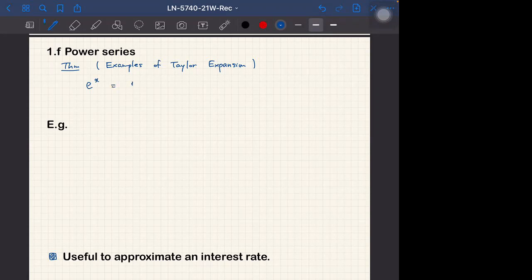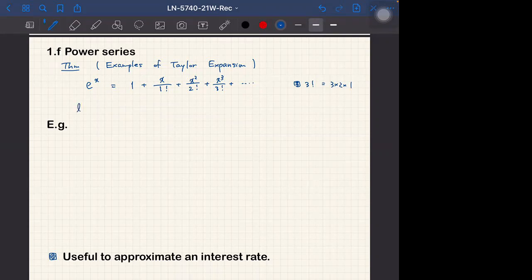is approximated by this series: 1 plus x over 1 factorial, x squared over 2 factorial, x cubed over 3 factorial, and so on. Remember that the factorial, for example, 3 factorial is 3 times 2 times 1.